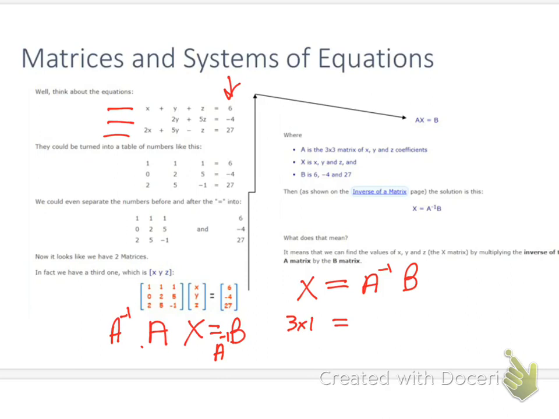My A to the negative 1 is going to be a 3 by 3, and my B is a 3 by 1. So these conform. So my answer will indeed be a 3 by 3. Okay, so you can then get a matrix back, which gives you all three of your answers right away, which is a wonderful thing. Okay, so systems of equations is a great application of matrices.